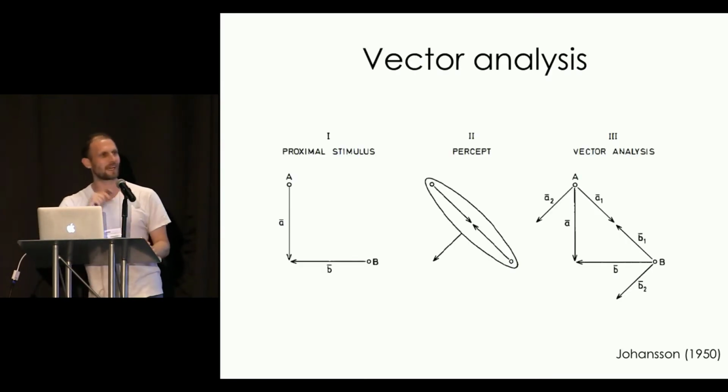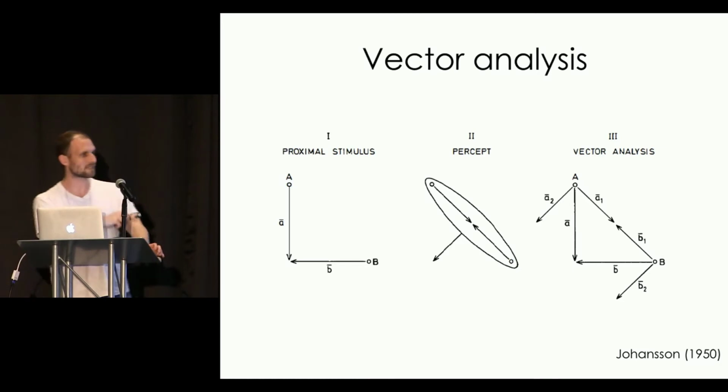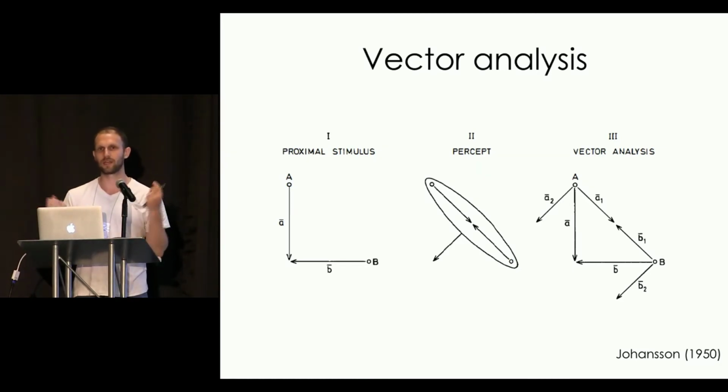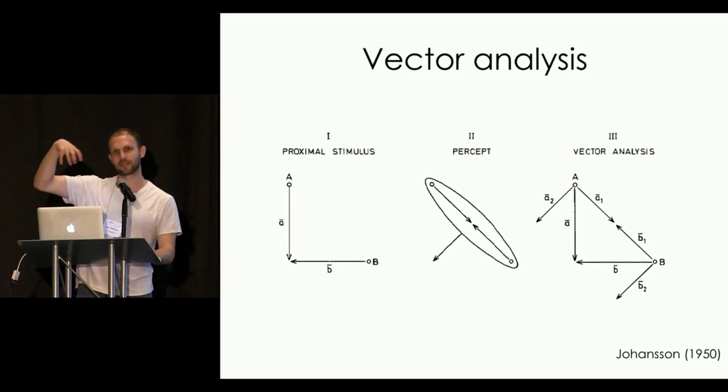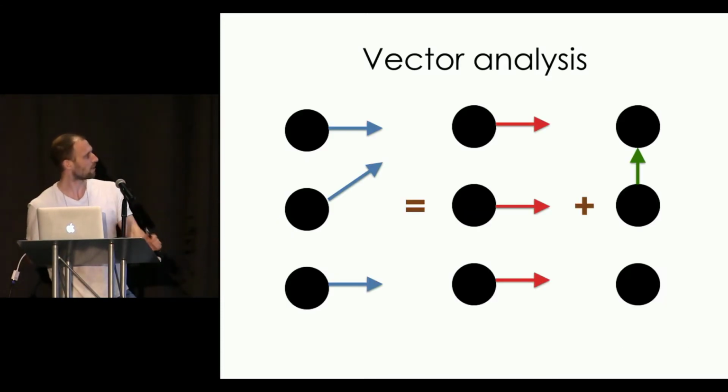Now, Johansson had basically the right idea, I think, which is that he proposed something called vector analysis. The idea is that you see these dot displays, and you're going to parse it into a set of vectors that summate to predict the total motion of the scene. And so those underlying vectors correspond to the underlying hierarchical structure. So, for example, this display is going to be parsed into the sum of this horizontal motion that belongs to all three dots, and then this vertical motion which belongs to just the middle dot.